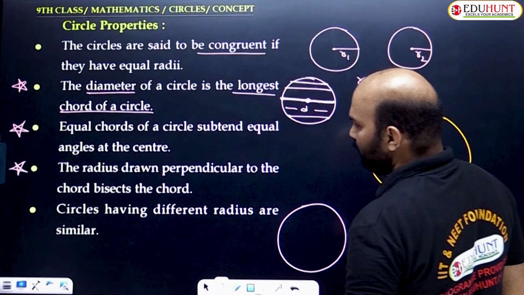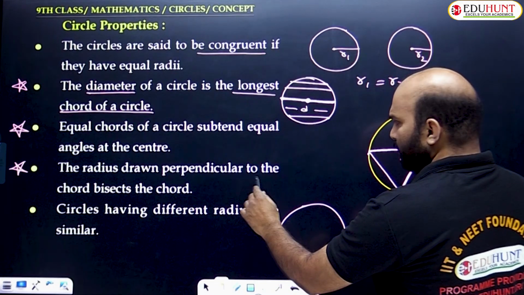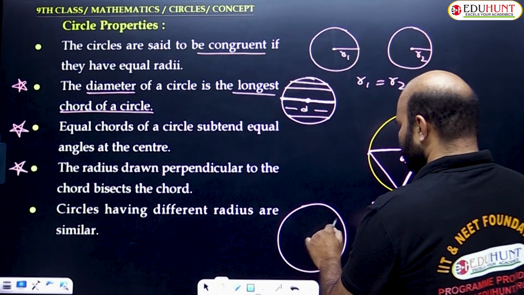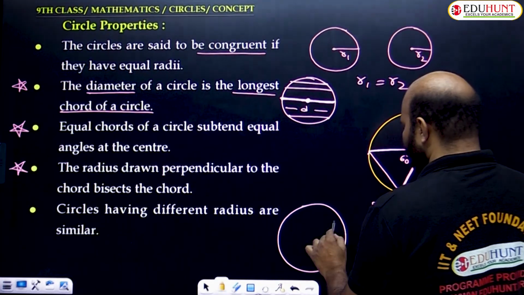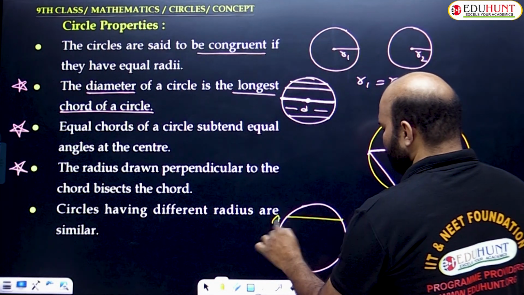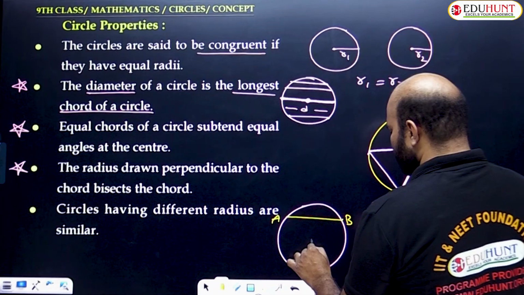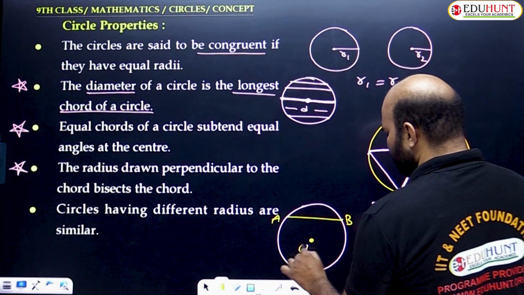So this is a circle. The radius is drawn perpendicular to the chord. For example, let me take AB as a chord. AB is a chord. Am I clear? O is the center.